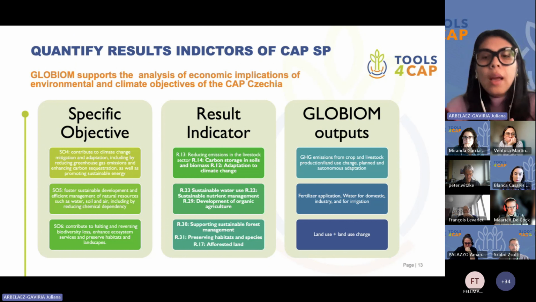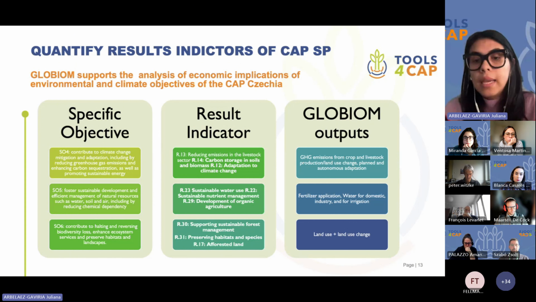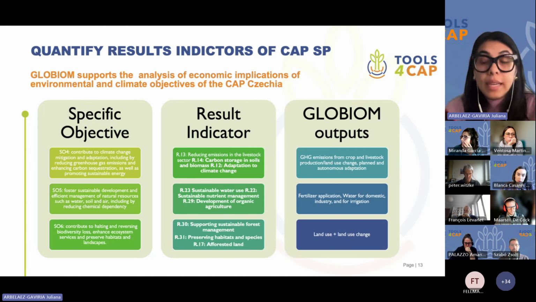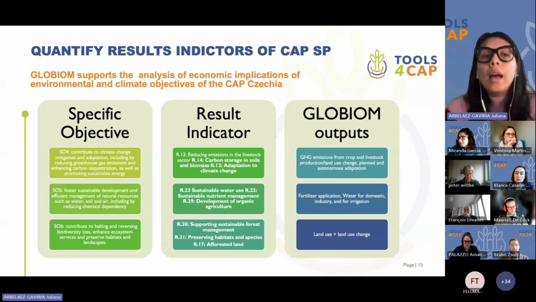And finally, we also could provide more information regarding the land use and land use changes driven by the implementation of the CAP strategic plan, but also driven by market interactions and different effects, not only happening at the country level, but also at the regional level, like the European Union level, and broadly as well, transmitted through price effects from the global markets.